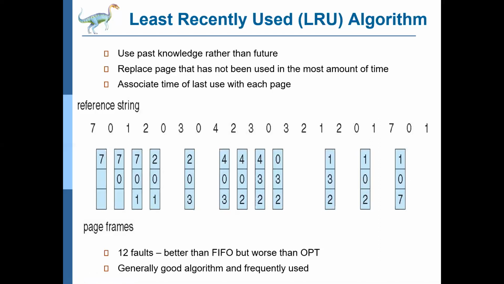So total how many page faults do we have? 4 plus 1, 5. 5 plus 4, 9. 9 plus 3, 12. So we have 12 page faults. This 12 page faults is better compared to FIFO, which had 15 page faults. But it's worse than the optimal page replacement algorithm, because optimal was giving only 9 page faults. This LRU algorithm is generally a good algorithm and is frequently used.